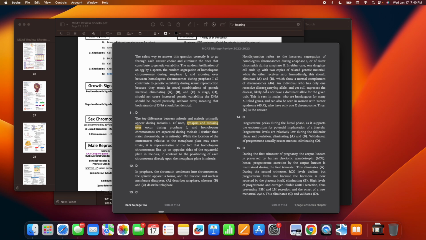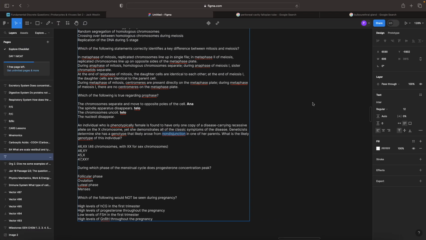An individual who has only one recessive disease-carrying allele and yet still expresses the disease likely does not have a dominant allele for the given trait. This is seen in males who are hemizygous for many X-linked genes and can also be seen in women with Turner syndrome 45X who have only one X chromosome. Turner syndrome. Ooh, 45X Turner syndrome.